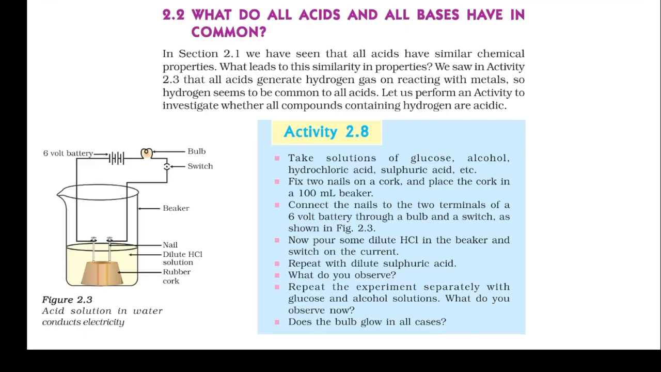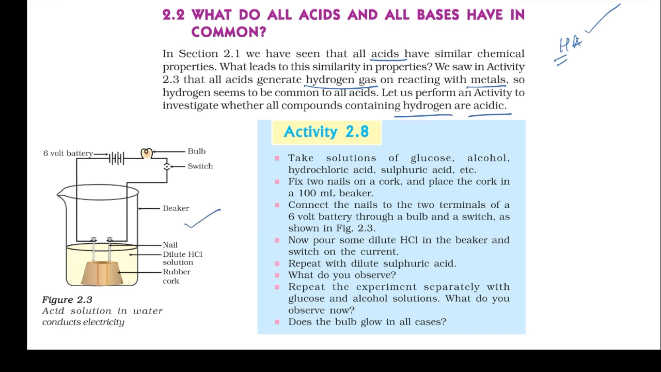What do all acids and bases have in common? All the acids have similar chemical properties, and all the acids, when they react with metals, generate hydrogen gas. So it looks like all the acids contain hydrogen atoms. This HA represents acid, so all the acids must contain hydrogen atoms. Now there is an activity to investigate whether all the compounds which contain hydrogen are acidic or not.